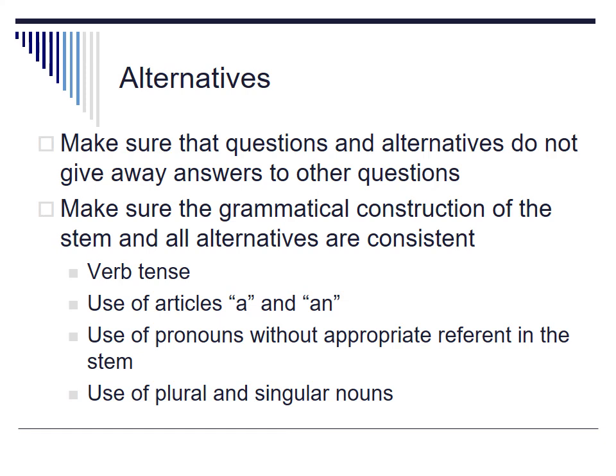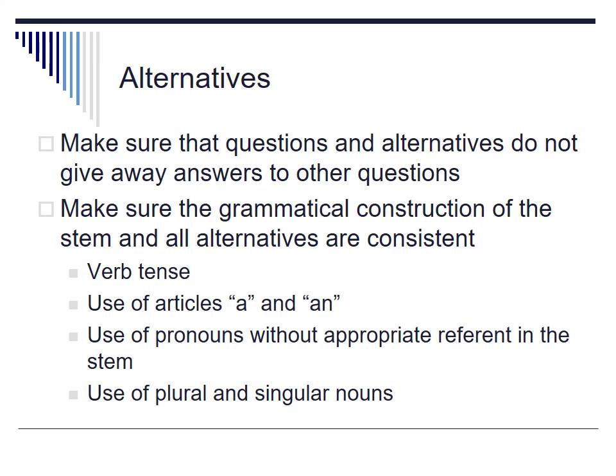Make sure the grammatical construction of the stem and all alternatives are consistent. So again, the verb tense should be the same in all alternatives. The use of articles, a and the, should be the same and grammatically correct. We want to make sure there is no use of pronouns without appropriate reference in the stem. Use of plural and singular nouns. Basically, we want to make sure that grammatically all the alternatives are the same.